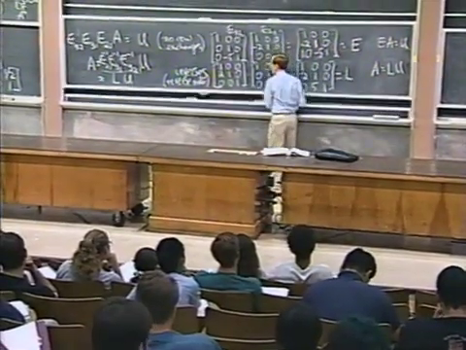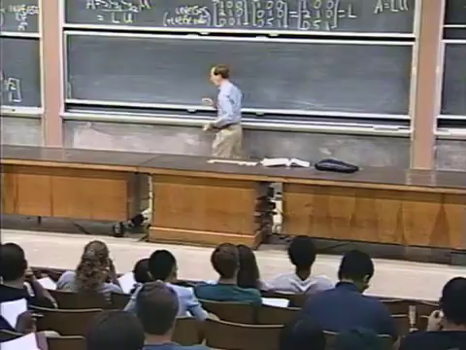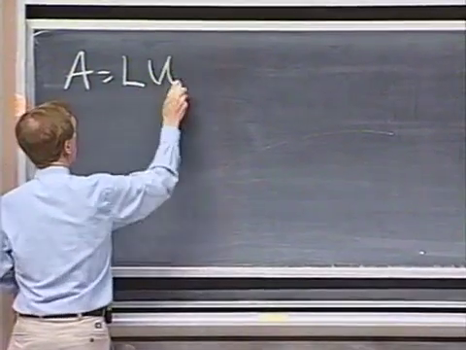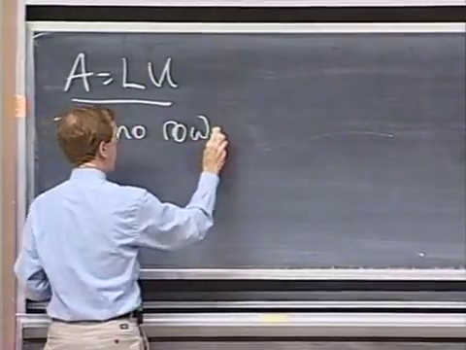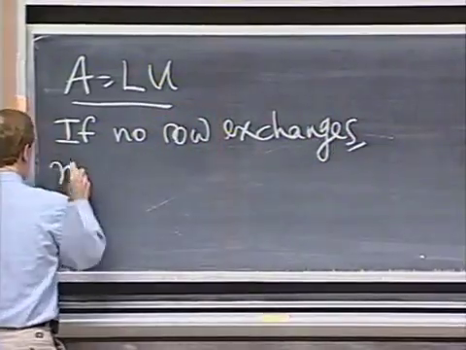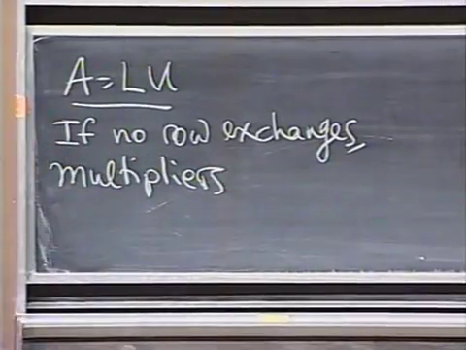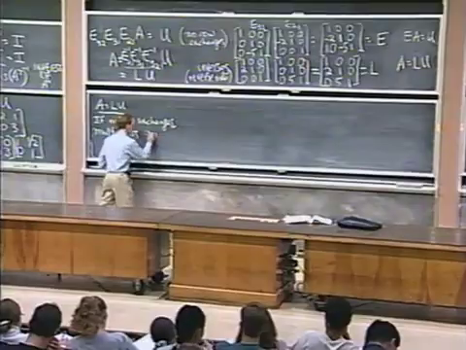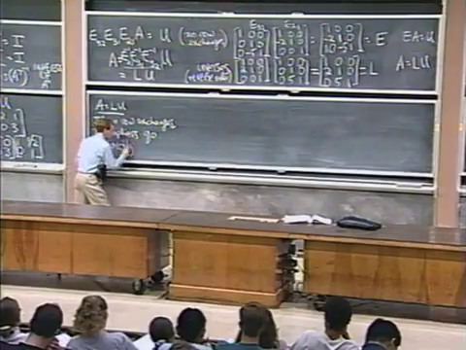So let me state it. This is A equals LU. If there are no row exchanges, the multipliers, those numbers that we multiplied rows by and subtracted when we did the elimination steps, go directly into L.